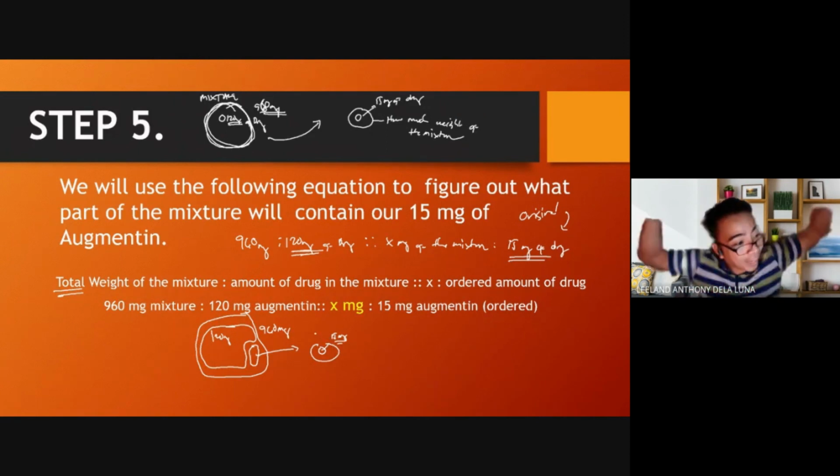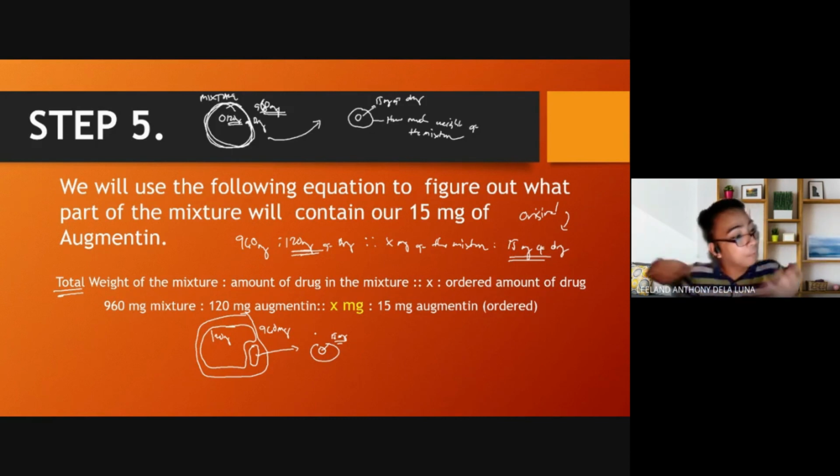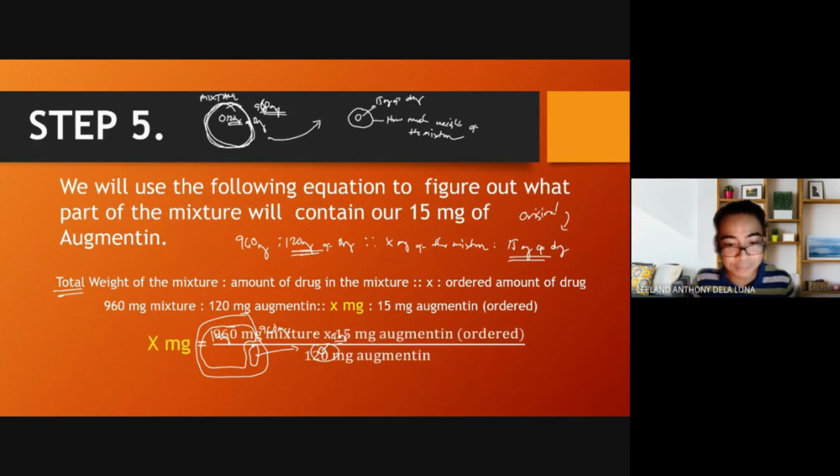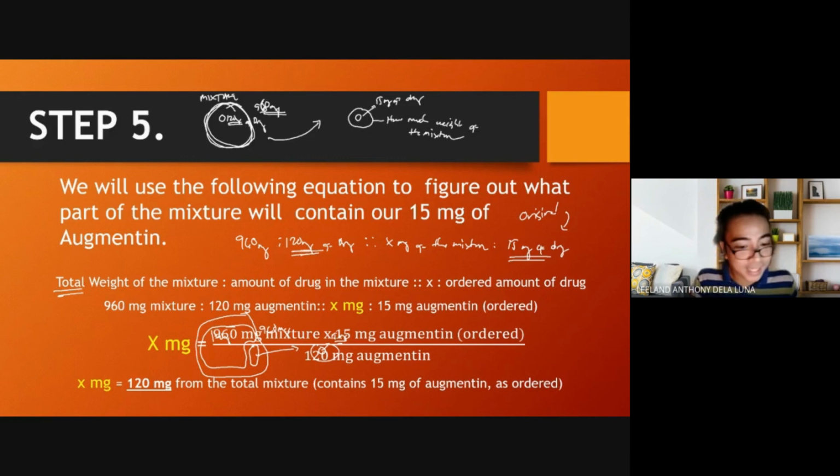So, what I did was I scaled up my available drug product. Then, I just used ratio and proportion. Okay? Doing that, class, would give me 960 milligrams of the mixture times 15 of the order divided by 120. So therefore, from the total mixture of 960 milligrams, I will take 120 milligrams. And that 120 milligrams of the total mixture contains 15 milligrams of Augmentin.